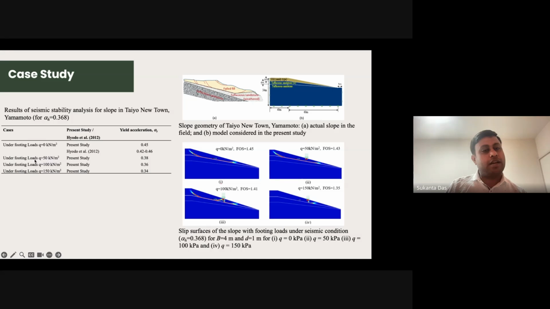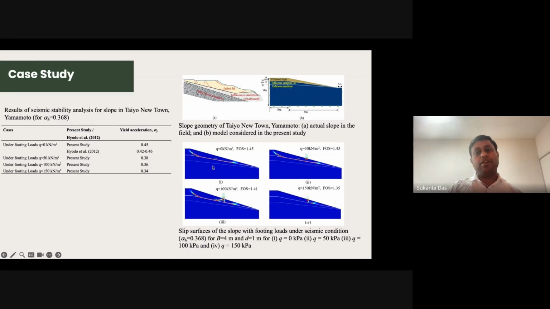Then if we apply some loading intensity like building loads, we can see the yield acceleration is going to decrease. When we have applied 50 kilonewton per meter square, then it is 0.38, then with twice that, then thrice, we can see 0.36, 0.34. So the yield acceleration is going to decrease.